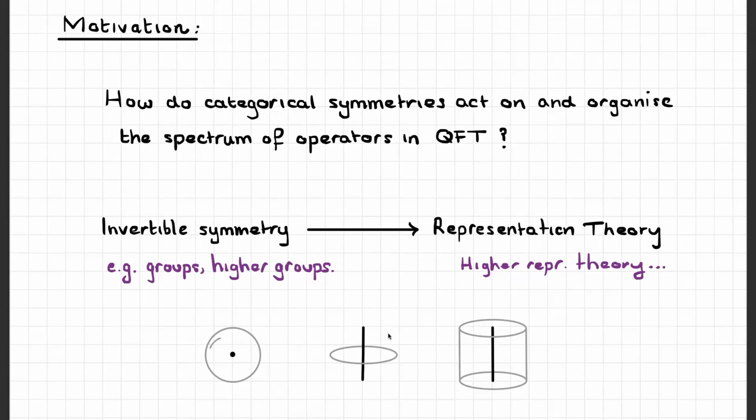And you can even push this type of picture further to talk about higher representation theory. It can be, in fact, that zero-form symmetries can act on line defects, for example, and they transform in 2-representations of the symmetry. But as long as your symmetry is invertible, described by some group-like symmetry or higher group, then representation theory or higher representation theory is good and captures how symmetries act on and organize the spectrum of operators.